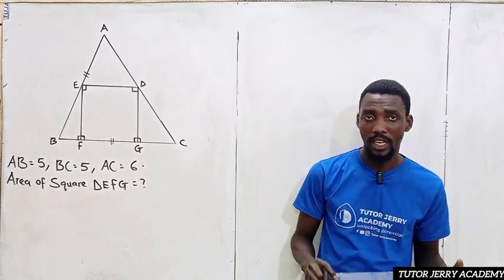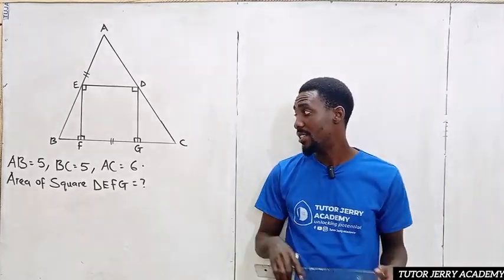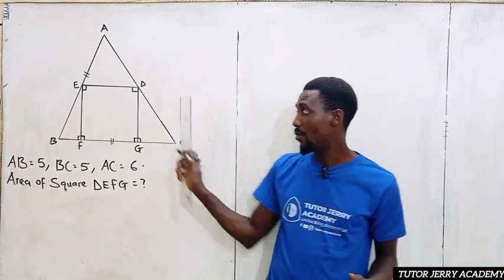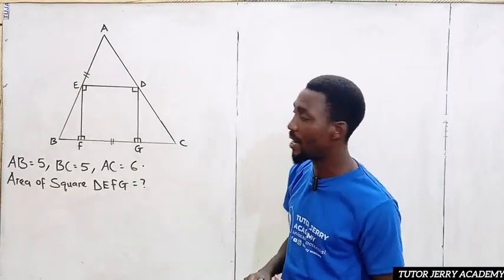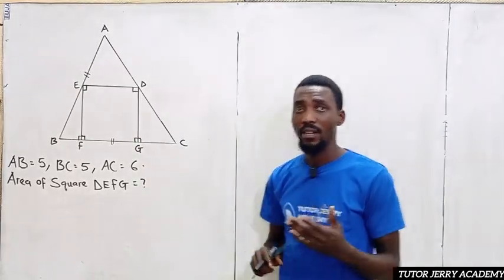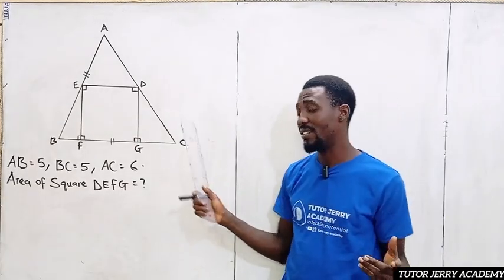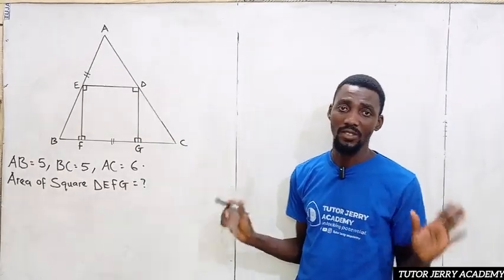Hello and welcome. Let's solve another interesting question. If you look at this shape, this is a triangle in which a square is inscribed. But I want you to note that this shape is not drawn to scale.